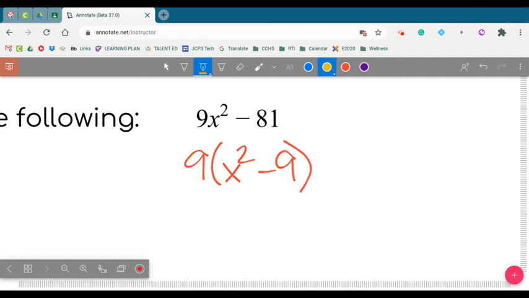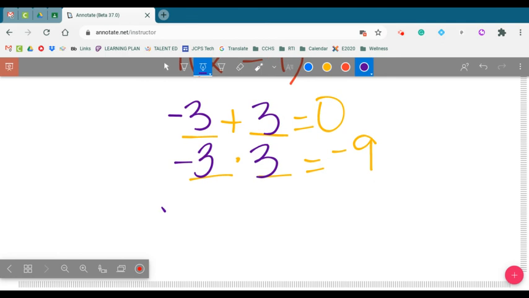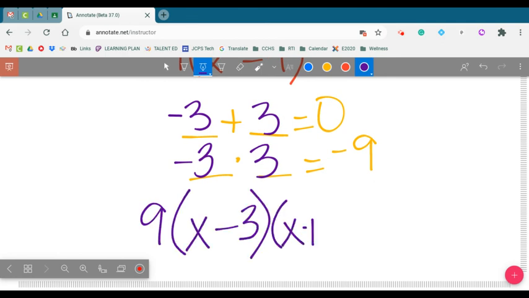Now there's no b value. So you're going to have what plus what equals 0, which is technically your b since there isn't one. And what times what equals negative 9. Oh, negative 9. Let me put negative 9 instead. So you would have negative 3 and 3. So you would have 9 times x minus 3, x plus 3 is your answer.